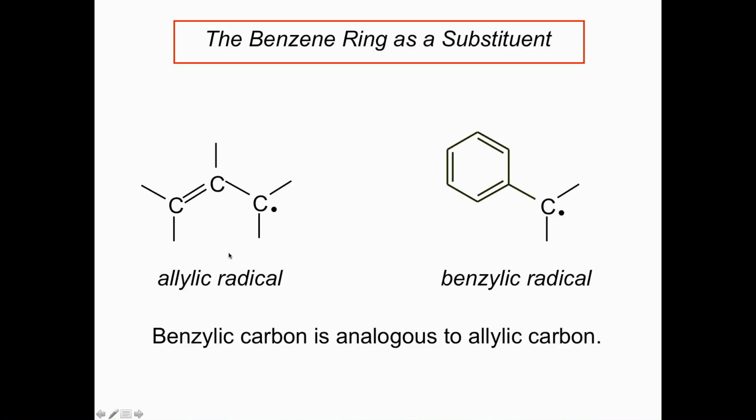Notice the similarity between the allylic radical and the benzylic radical. In both cases, we have a carbon atom that's sp2 hybridized bonded to another carbon that is sp2 hybridized. This benzylic radical can resonate into the benzene ring in exactly the same way that the allylic radical can resonate with the single pi bond that you learned about before.